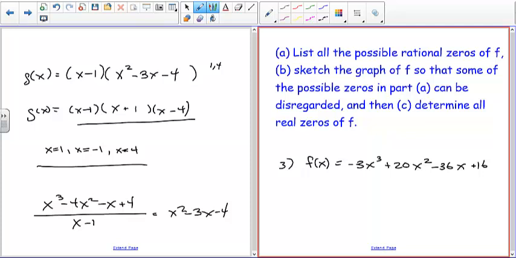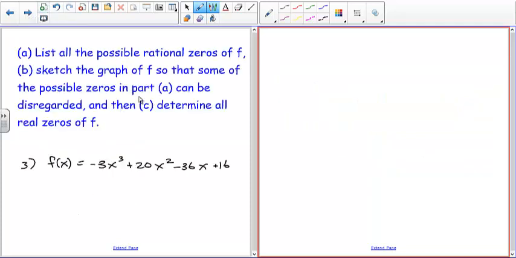Okay. So let's think about that. Because listing all the possible rational zeros, there's going to be a lot of those. It says sketch the graph of f so that some of the possible zeros can be disregarded. How do you sketch a graph without having the zeros? So that might be an interesting thing. Okay, so let's think about that. Let's do part A.